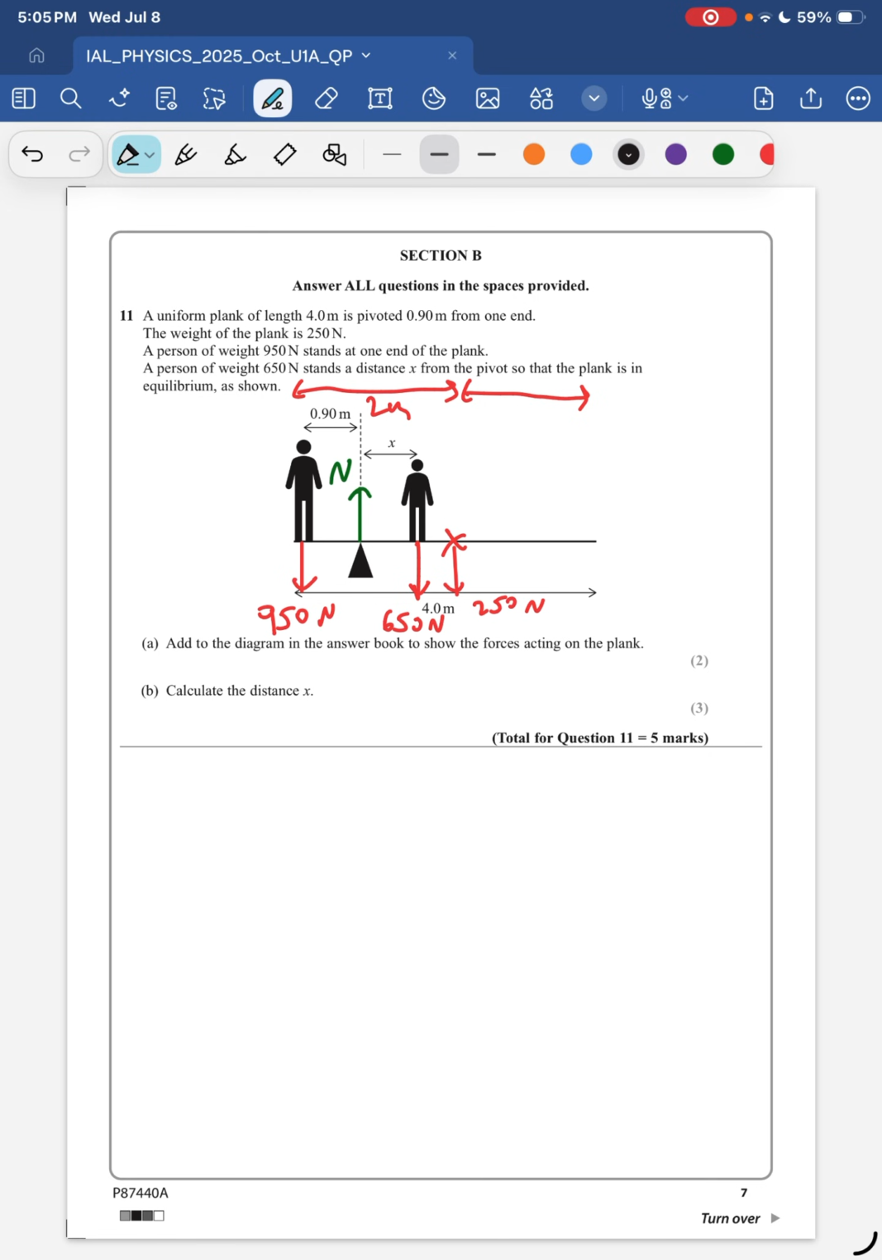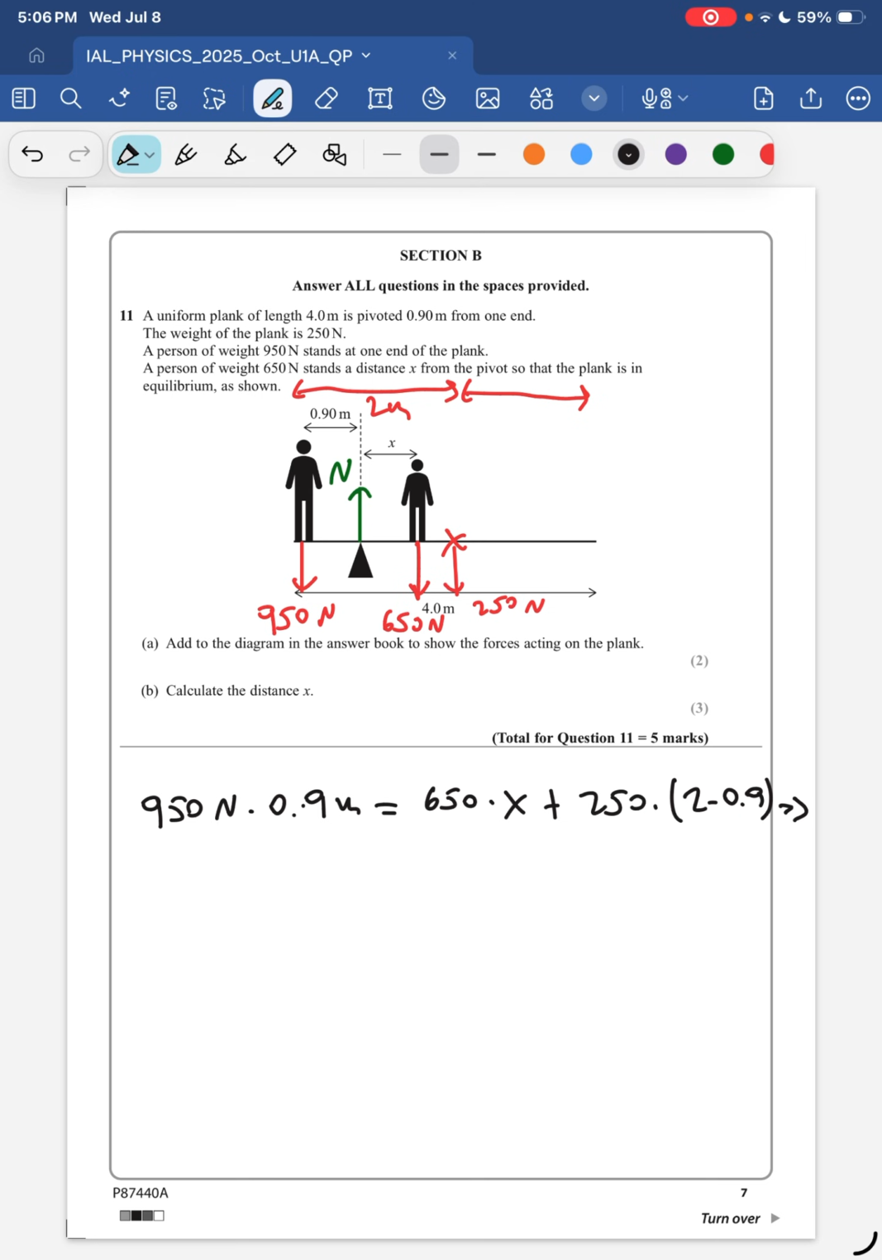So the force of 950 newtons times 0.9 meters should be equal to, taking moments from the pivot, 650 times x plus 250 times the distance from the pivot for the weight of the plank. The distance is 2 meters minus 0.9, right? Yes. I'm sorry, so let's solve.